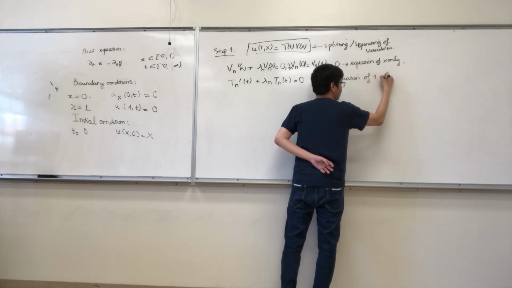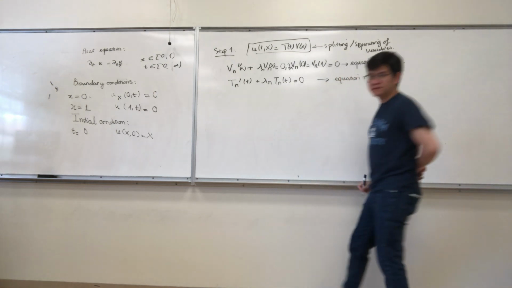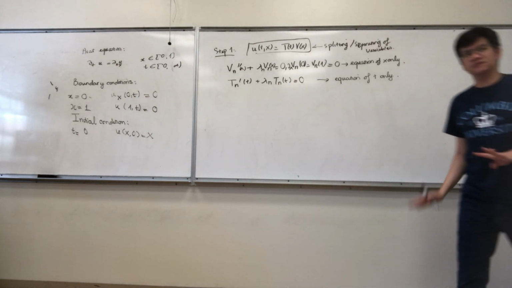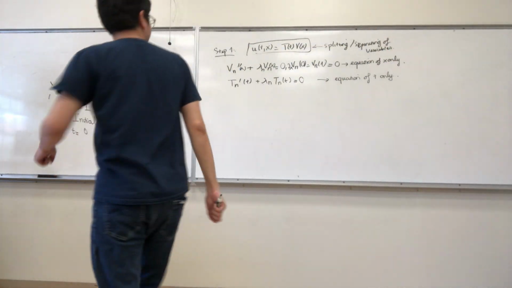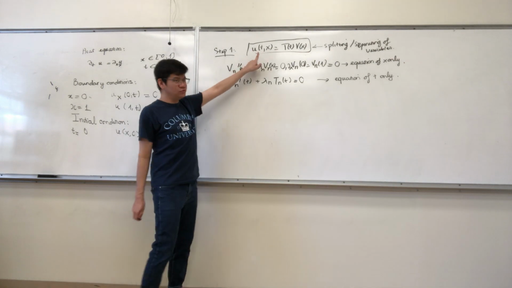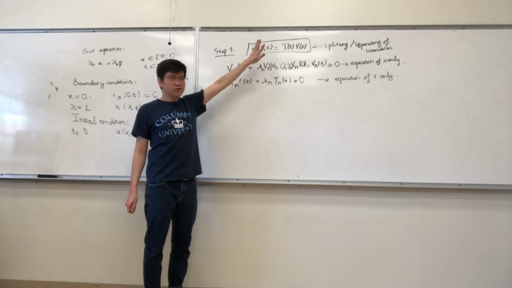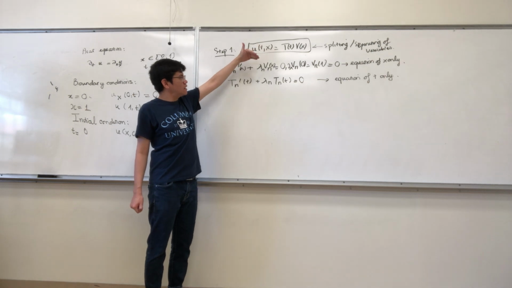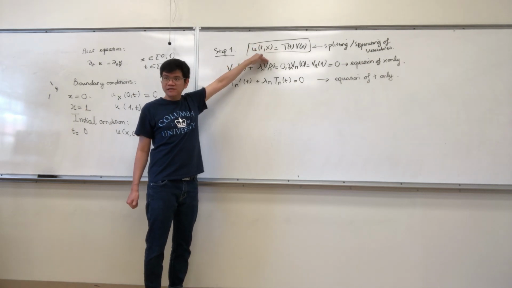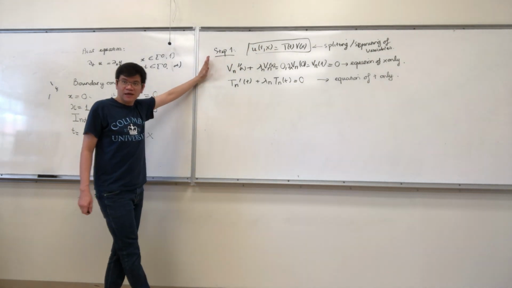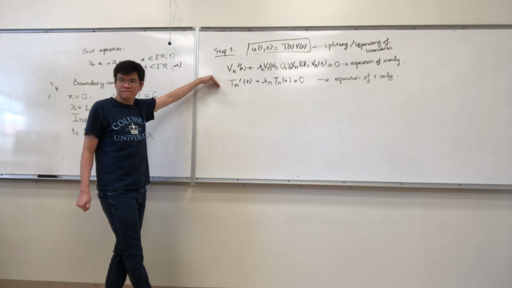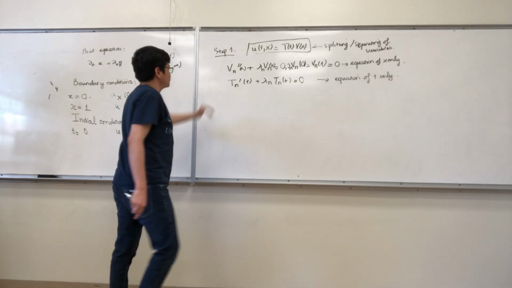So the key idea in this technique is that when you do the splitting, you suppose that u(t, x) is T(t) times V(x). You're going to obtain an equation of x only. This is an equation of x, all right? And this is an equation of t, right? So step number 2.